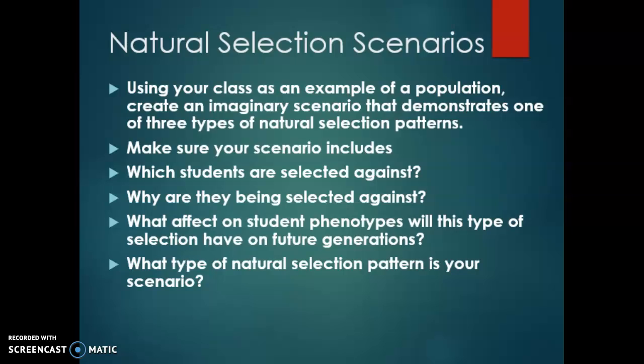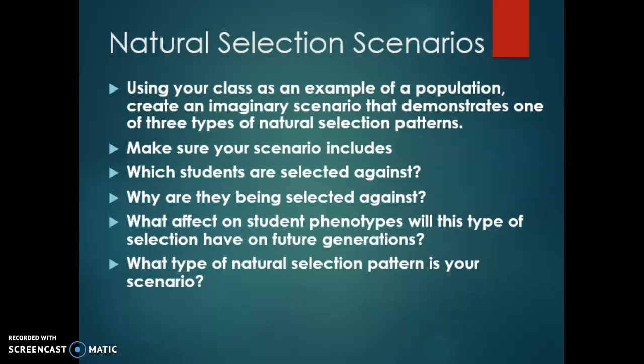In this imaginary scenario that you are going to be writing, you want to create something where certain students are being selected against and explain why they're being selected against, right? Usually when you're selected against, that means that you're not able to survive and reproduce as well as other students. You also want to tell me what effect this is going to have on future generations of students if this scenario persists over time. So let me give you an example of what I'm looking for here.